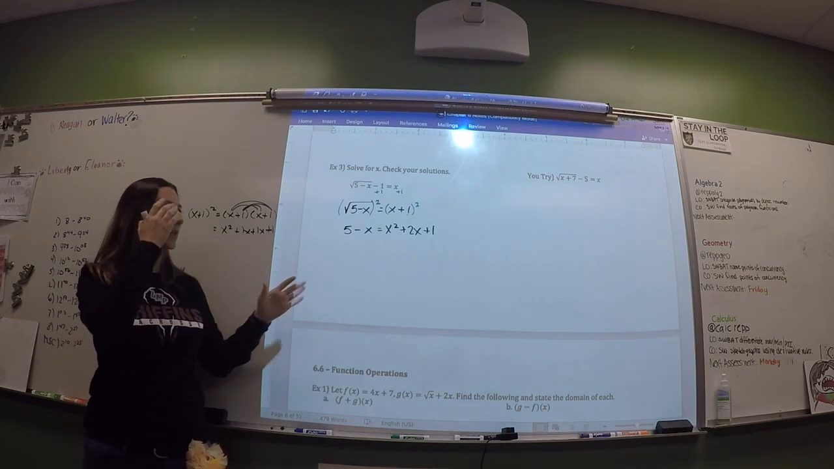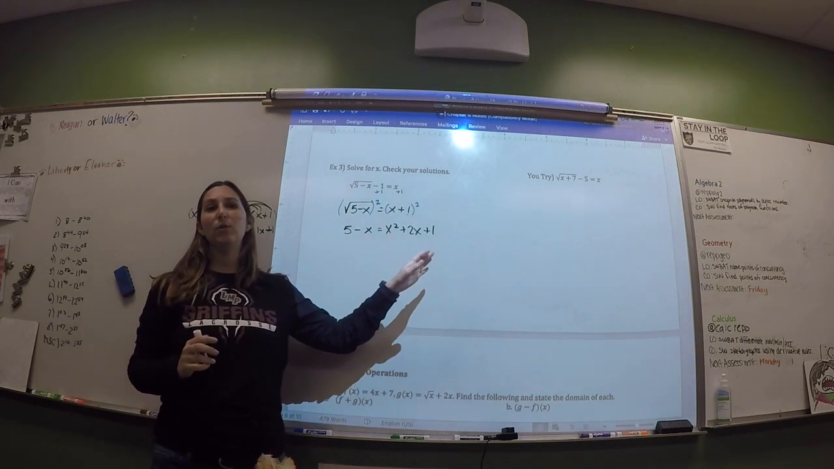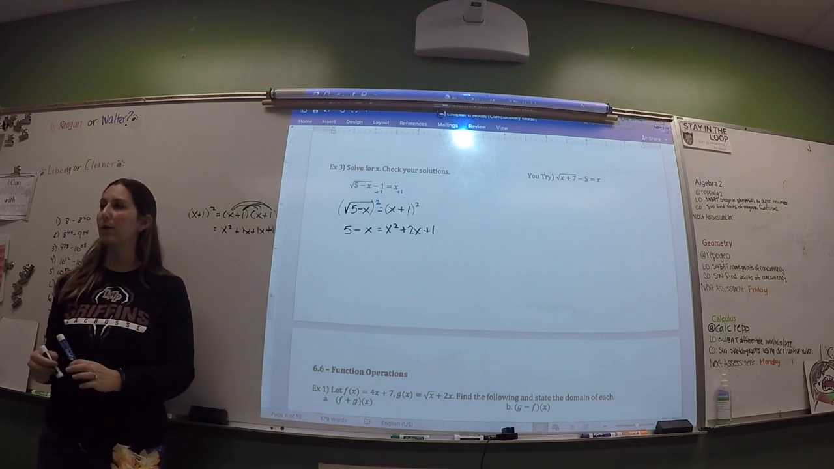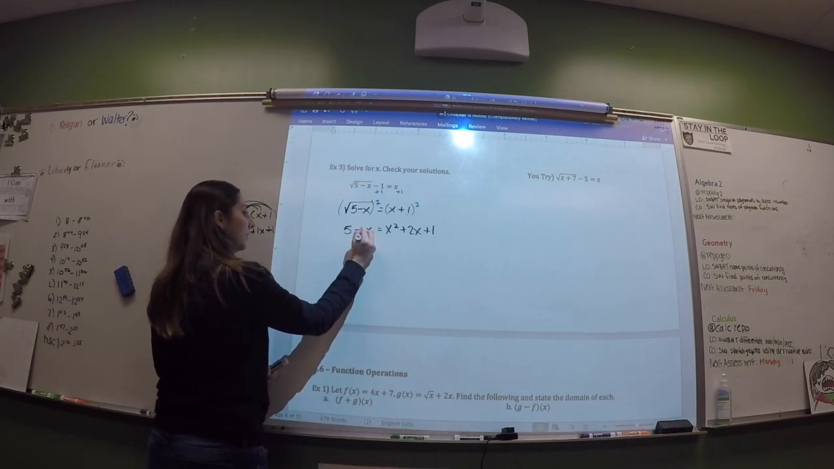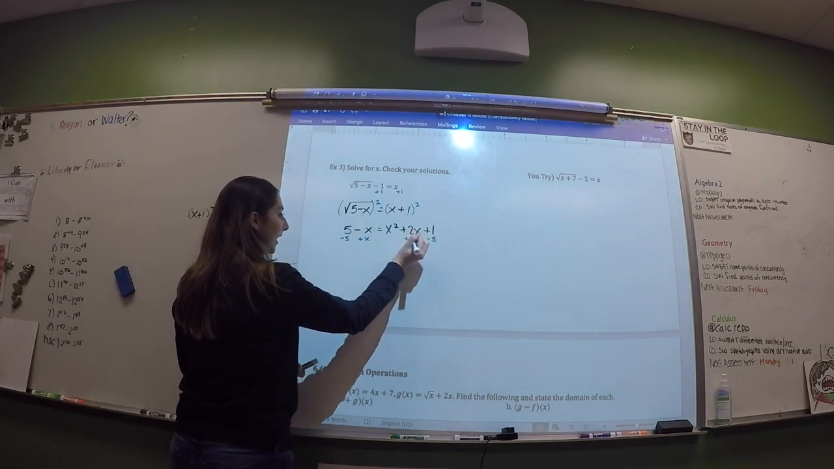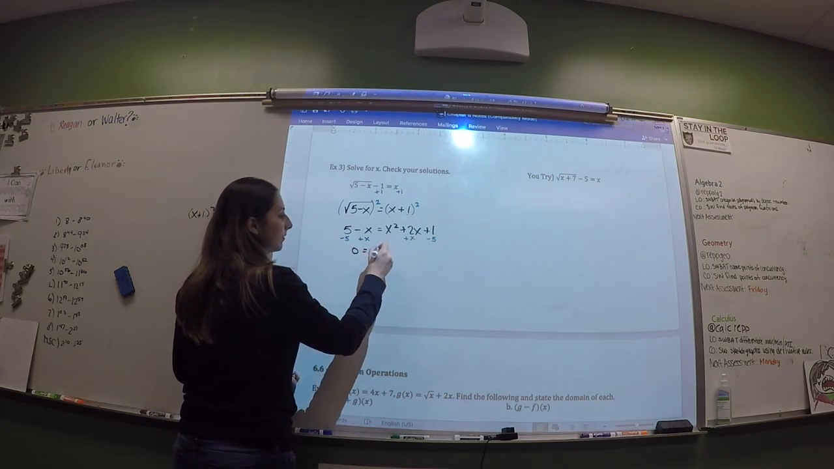Okay, but before we do any of that, everything has to be on one side and you need it set equal to 0. So how would I set this equal to 0? Minus 5 and minus x. So subtract 5 and subtract x. x squared plus 3x minus 4.